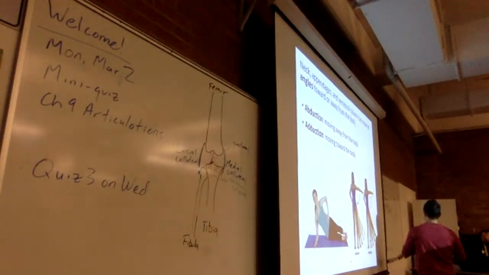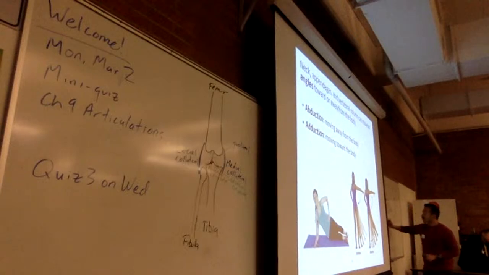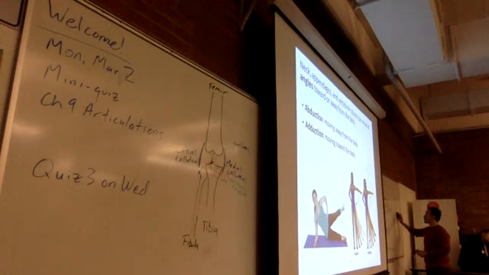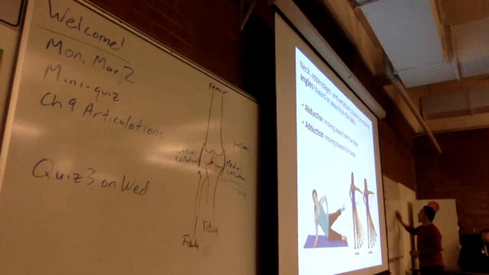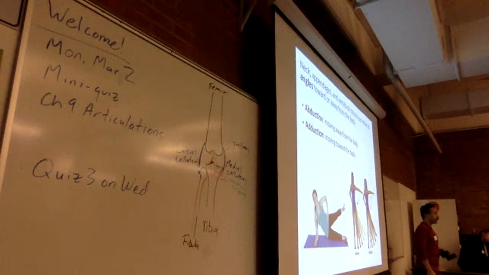Okay, here are some more specialized terms. Once again, these terms are used specifically for synovial joints. If we want to move at an angle, so moving your glenohumeral, your femoroacetabular, if you're going away from your body, that's abduction with a B.